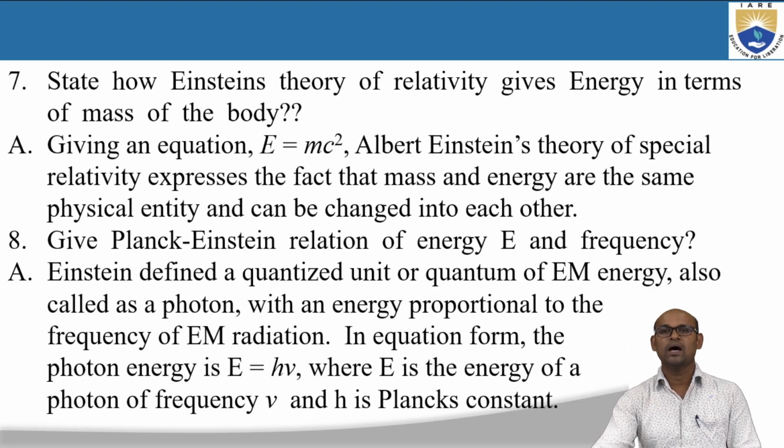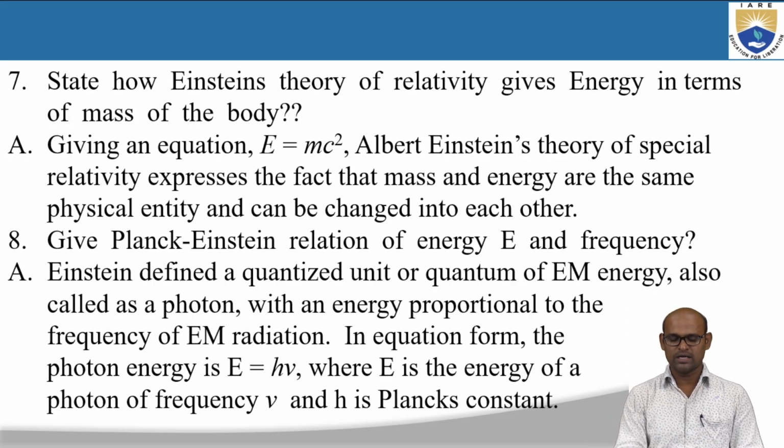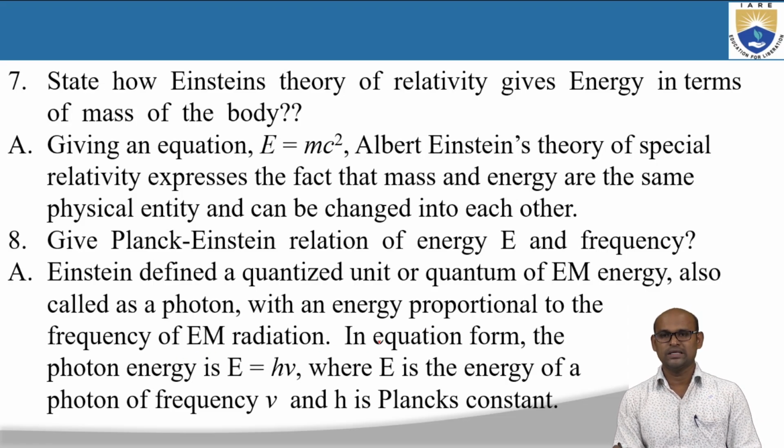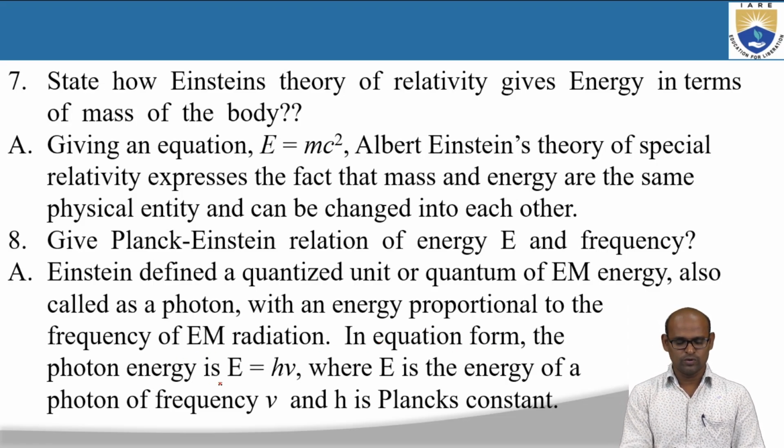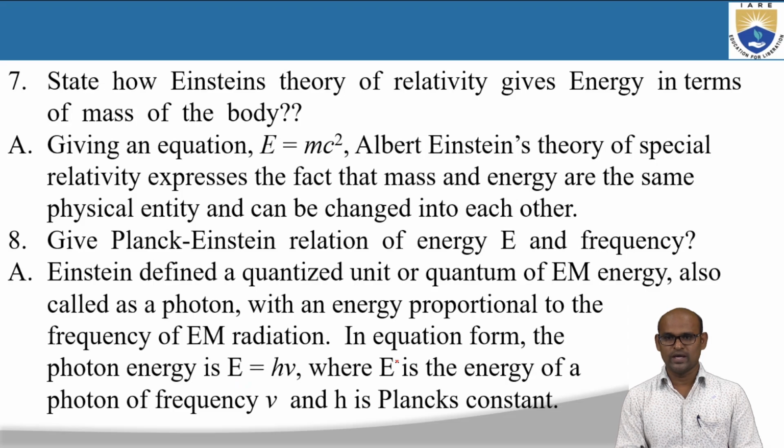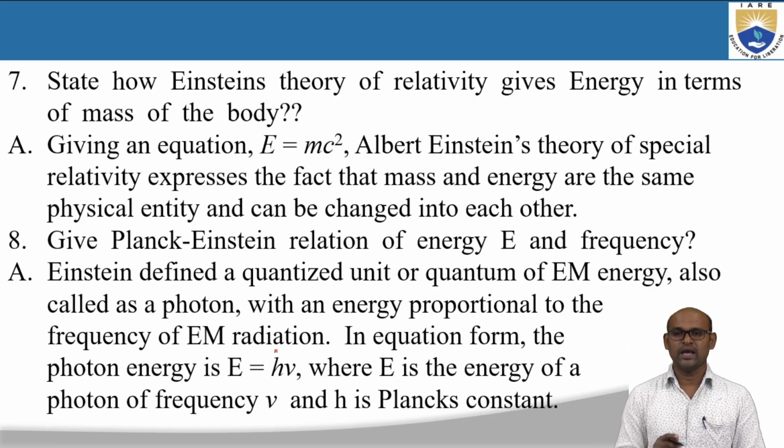Give the Planck-Einstein relation of energy E and frequency. Einstein defined a quantized unit or quantum of electromagnetic energy, which is called a photon, with an energy proportional to the frequency of electromagnetic radiation. In equation form, photon energy E is equal to h nu, where E is the energy of a photon, nu is the frequency, and h is Planck's constant. So this is the Max Planck relation in terms of energy and frequency. E is equal to h nu.